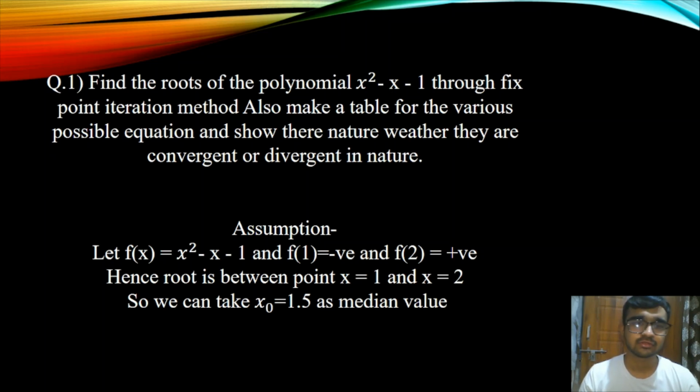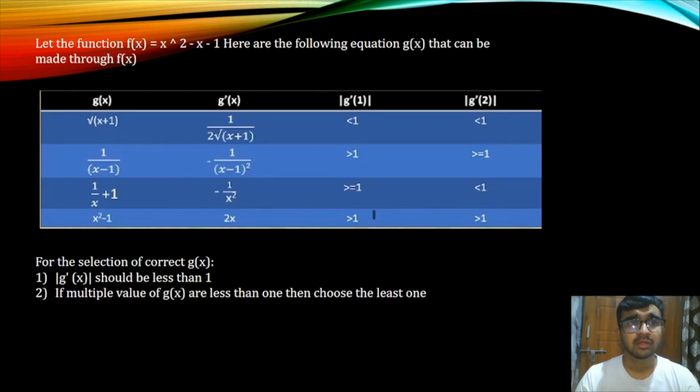So let's start with an assumption that f(x) equals x square minus x minus 1, and we can see that f(1) will be negative and f(2) will be positive. Hence we can say that our root will lie between x equals 1 and x equals 2. So we can take x naught equals 1.5 as the median value. Now let's proceed further. Let the function f(x) equals x square minus x minus 1.